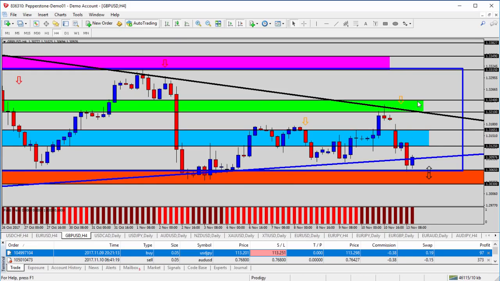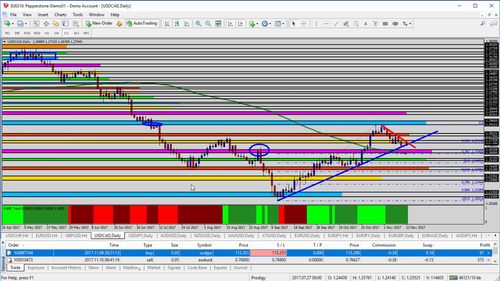Maybe up here at the blue zone, maybe at the green zone become short opportunities, but at least right now, I think the best short opportunity would be a break under the orange zone. Otherwise, staying long for the pound dollar for the time being, or at least here at the very beginning of the week. Moving over to the USD CAD, interesting things happening here.